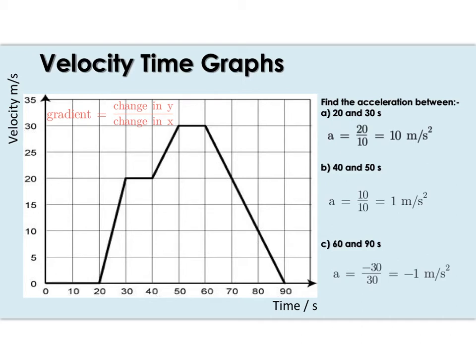Why is it a minus? That means it's actually slowing down, so it's decelerating in that area. So just a reminder that to calculate acceleration from a velocity time graph, you use the gradient of the graph.